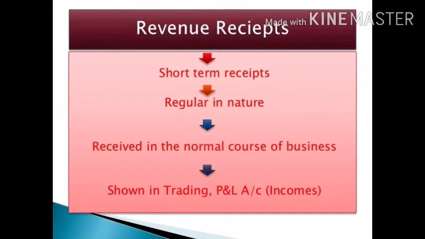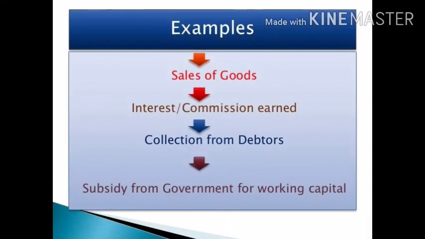Revenue receipts are short-term receipts. They are regular in nature, received in the normal course of business, and shown in the trading P&L account on the income side. Some examples of revenue receipts: sale of goods, interest or commission earned, collection from debtors, and subsidy from government for working capital.